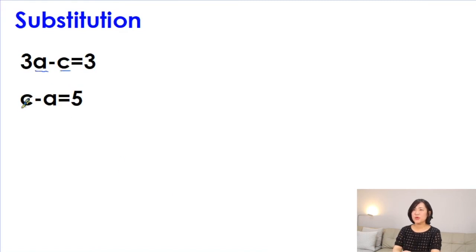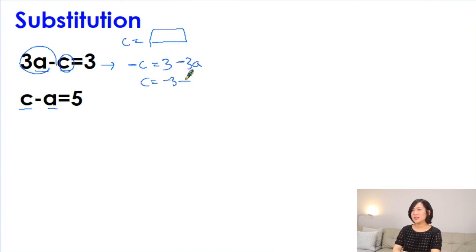Now here we have simultaneous equations, two equations with two variables. So your unknowns are a and c, right? So now let's rearrange the first equation as c equals something, c equals an expression. So minus c equals 3 minus 3a. Then c is minus 3 plus 3a. So these are the expressions.